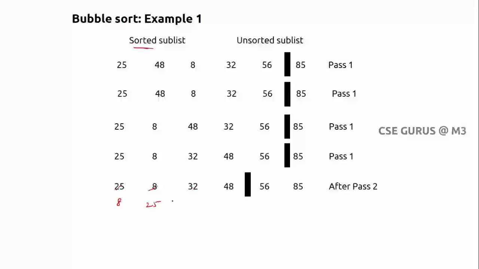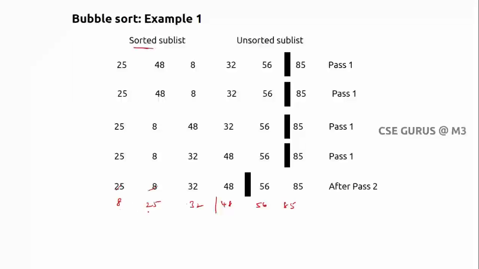Now 25 is less than 32. Yes, true, no need to swap. 32 is less than 48. Yes, no need to swap. So that's why it will be 32, here 48 will be as it is, here 56, here 85. Now 3 elements are over. 3 elements are sorted.